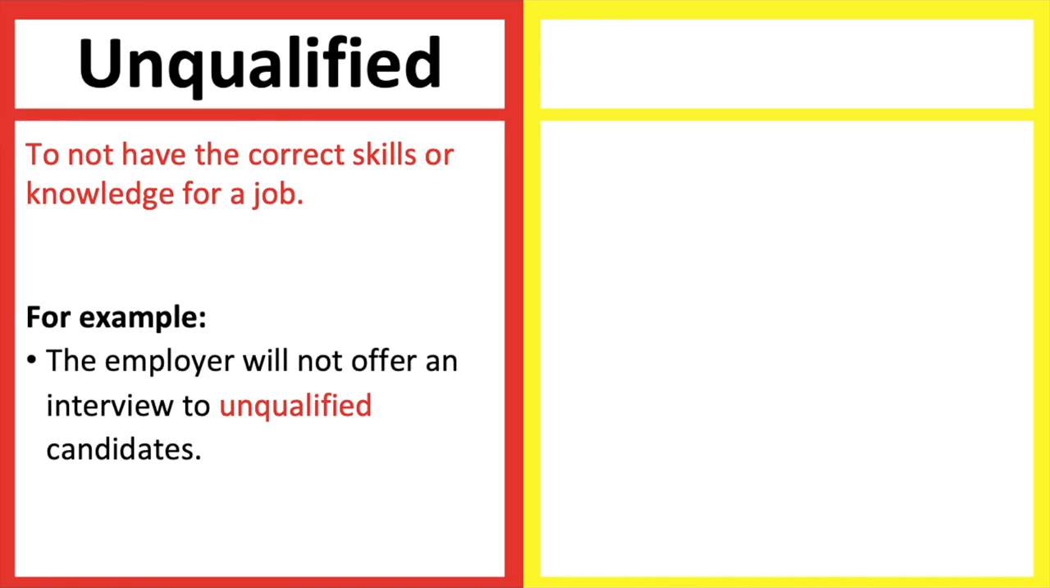Another example is someone is applying for a teaching job, but they don't have a degree or the correct qualifications, then we can say that she is unqualified for the job, or he is unqualified for the job.